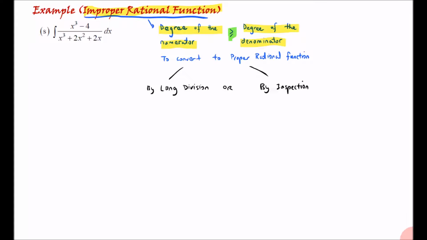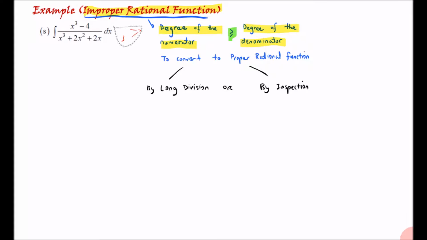In our example here, the degree of the numerator is 3 and the degree of the denominator is also 3, so they are equal. That means it satisfies the improper rational function definition. So this is an improper rational function. The whole fraction here is your improper rational function.